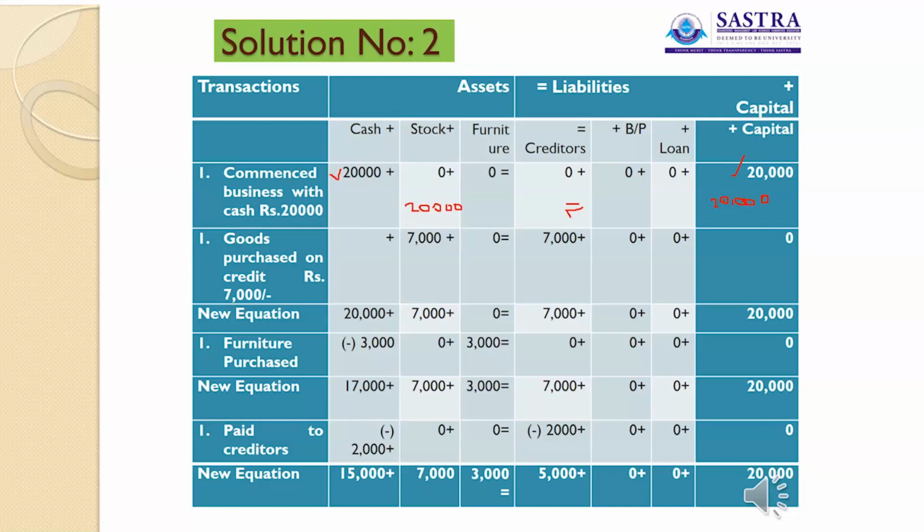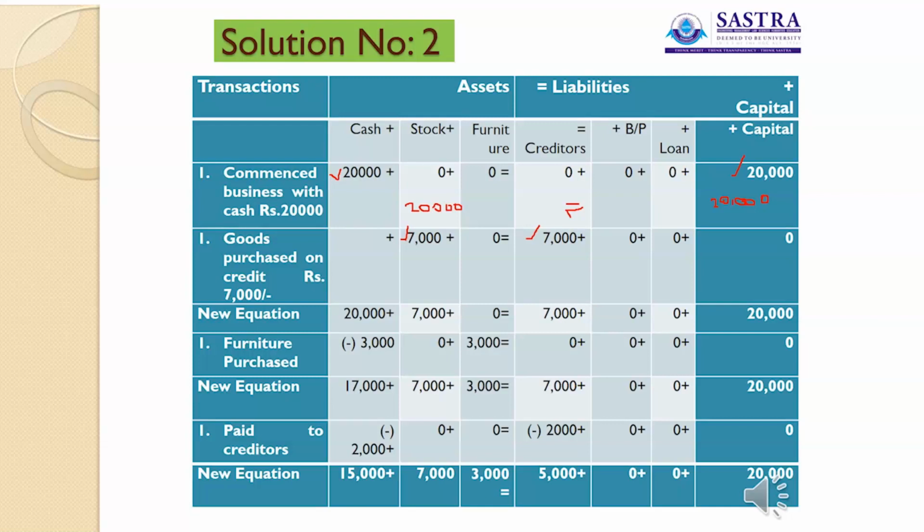Then next transaction is goods purchased on credit rupees 7,000. So this is a credit transaction. So what are the accounts involved here? One is purchase account and another one is creditors account. Purchase account and another one is creditors account. So under this stock column rupees 7,000, and this creditors column rupees 7,000.